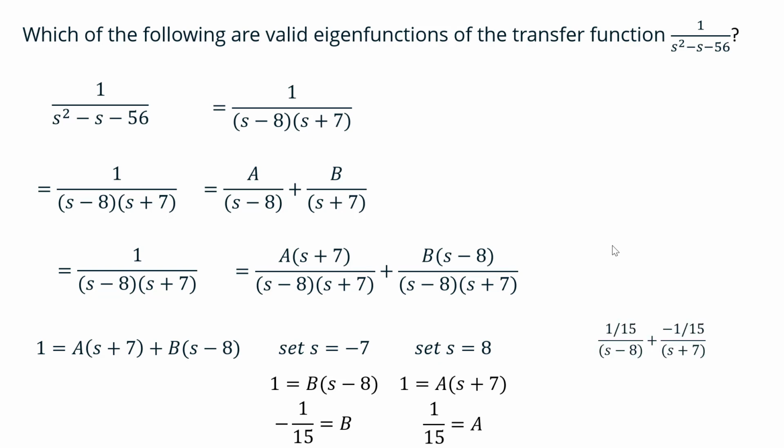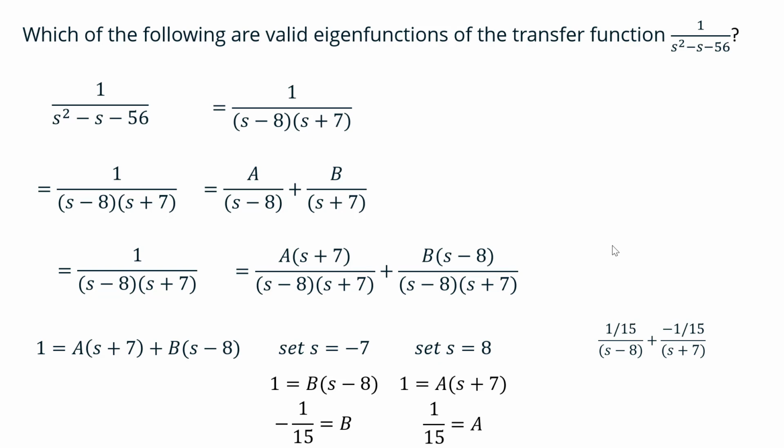That's weird how that worked out, but okay. And then we have A and B, and then you can substitute those back in, and then you end up with 1/15 over s minus 8 plus -1/15 over s plus 7. And once it's in this form, then you can convert each one of these to eigenfunctions.